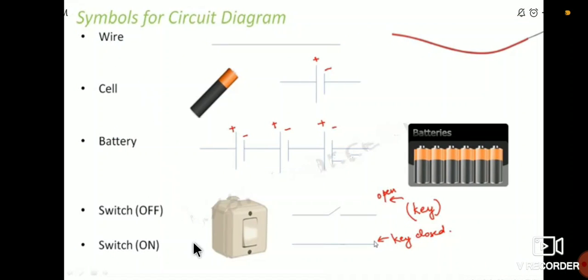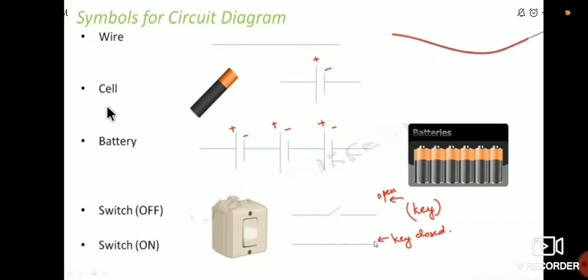Here it is, dear students. Symbols for circuit diagram. Don't forget this wire. So wire means we write this one. In your exam they will ask: write the circuit symbols for the following. So the first one is wire. For the wire we should write like this.